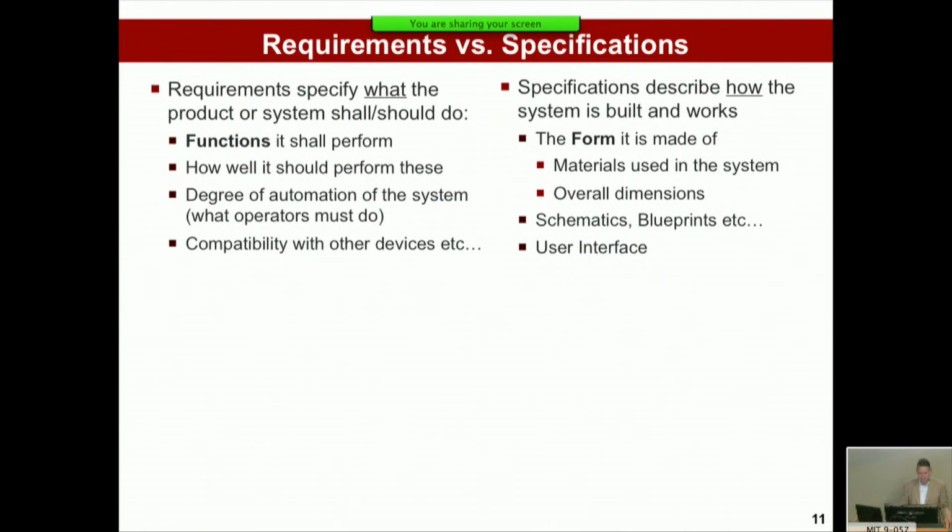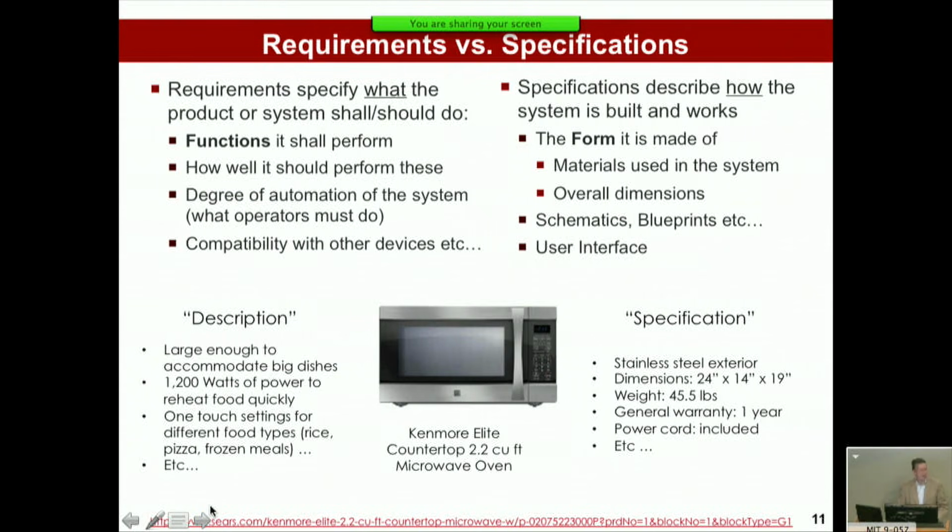So I tried to look up a very simple consumer product that we all are familiar with, a microwave oven. Kenmore Elite countertop, 2.2 cubic foot. You go to the Sears website, and what's interesting is they actually do a pretty good job. It's pretty consistent with what I'm saying here, except they don't talk about requirements. They call it description, right? So what's listed under description, and I'm pretty much quoting this verbatim.